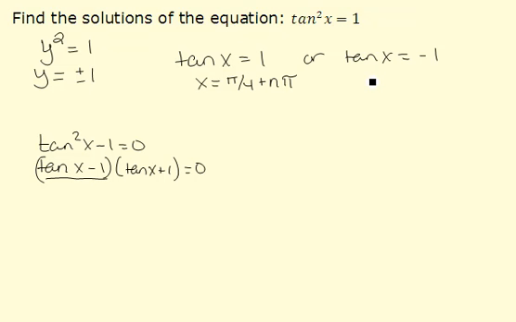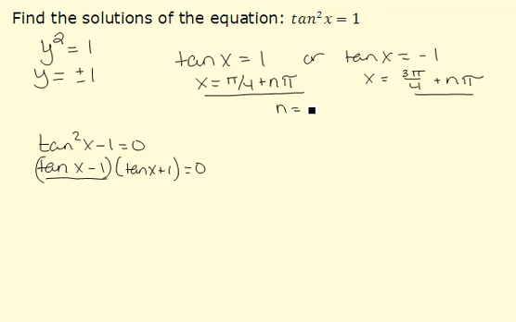Therefore, we're looking for our quadrant 2 angle with a reference of pi over 4, giving us x is equal to 3 pi over 4 plus n pi. If we started listing the solutions off of our first equation and our second equation, we could think about how we might combine them into a single general solution.